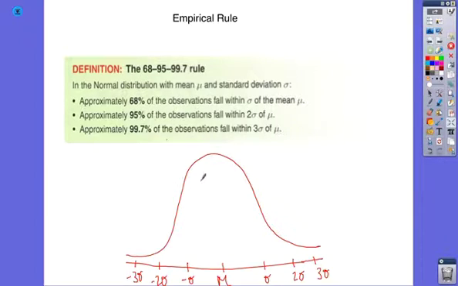With the empirical rule, we said that 68% of the observations fall within one standard deviation of the mean. So this is one standard deviation to the left, and this is one standard deviation to the right. There are 68% of the observations that fall within this group. So from here to here is going to account for 68% of everything that's happening.